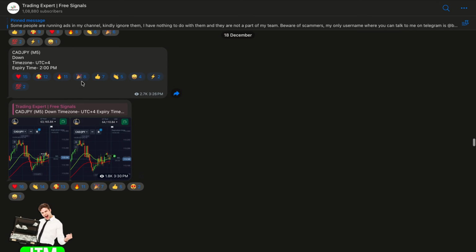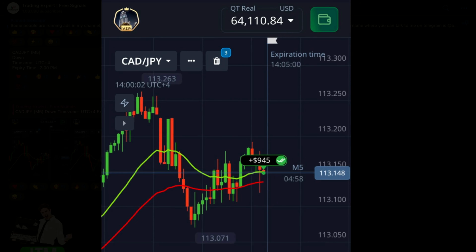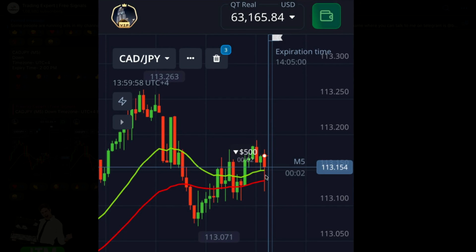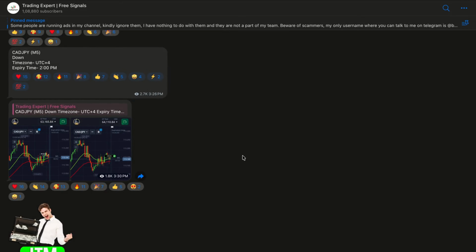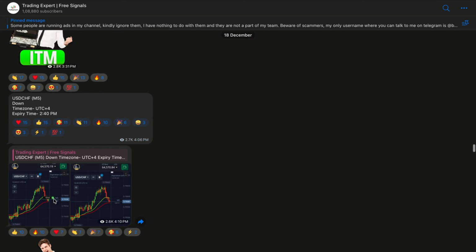The next signal was for CAD 5 minutes down again. In this trade it was also a very good win. A bearish continuity pattern was formed, and this was confirming that there will be a trend continuation, and the trade was taken for the downside with a very good entry and we won it. Amazing win.